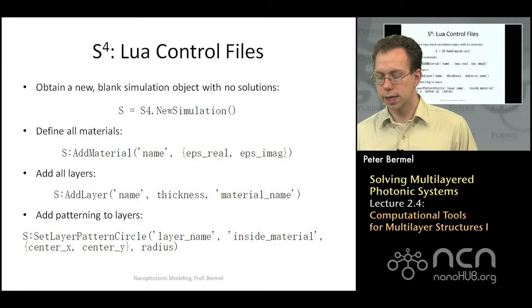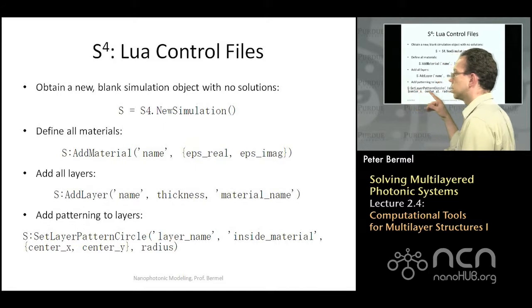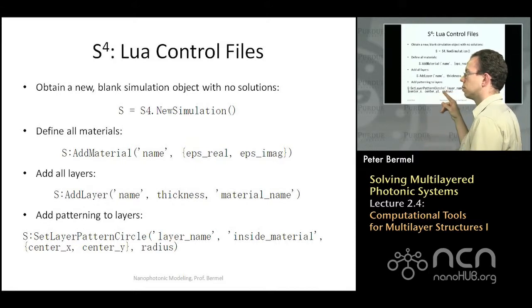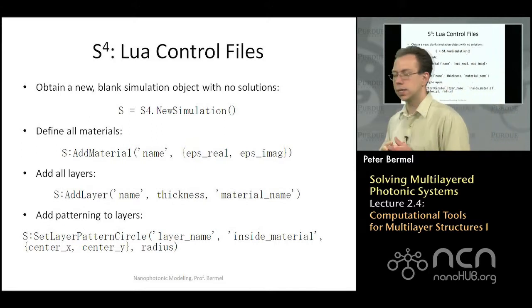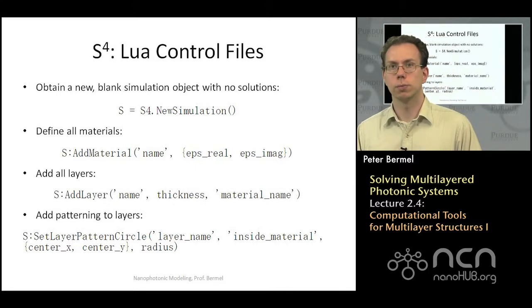This is just an example where you're creating a bunch of circles. In this case, for each of the layers that you just created in which you want circles to be added, you specify the name of the layer, and then you say what material will go inside of these circles that are being punched through the original material. Then you specify where the center and radius of those circles will be. And of course, you can do this more than once if you want to.